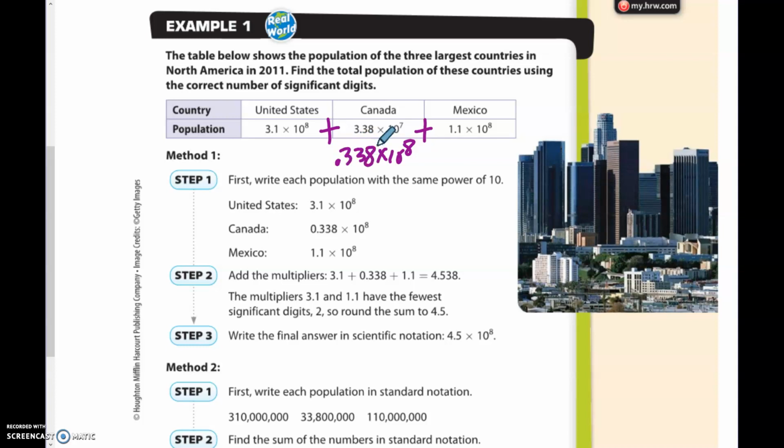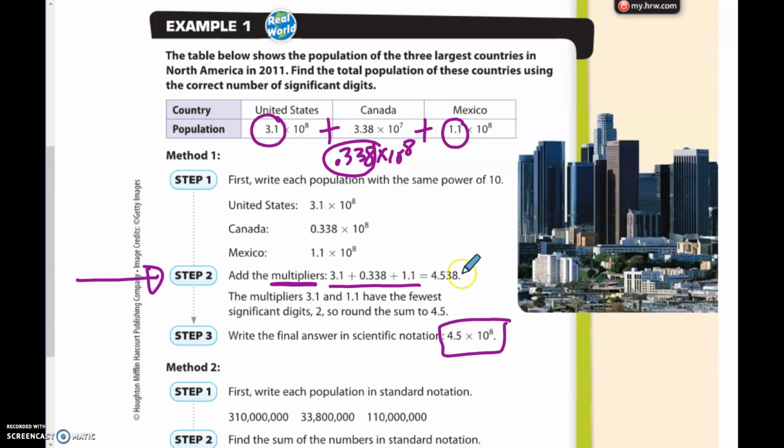0.338. Now that they are all powers of 10, what we're going to do right here is add all those multipliers. The multipliers are those numbers in front, the 3.1, the 0.338, and the 1.1. So we're going to add all three of those together, and we get 4.583, and then you keep that power, so you keep the times 10 to the 8th.